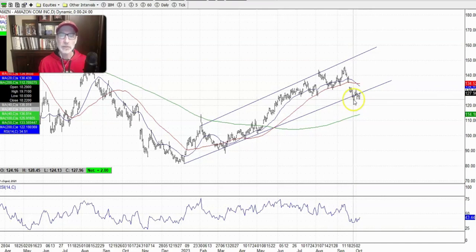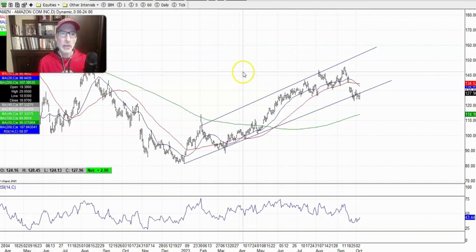So we really want to see Amazon get back up into the channel and possibly work its way back up to the top part of the channel here. Okay. And these areas are what you can use as your timing, your higher probability timing plays if you want to get into the actual trade.